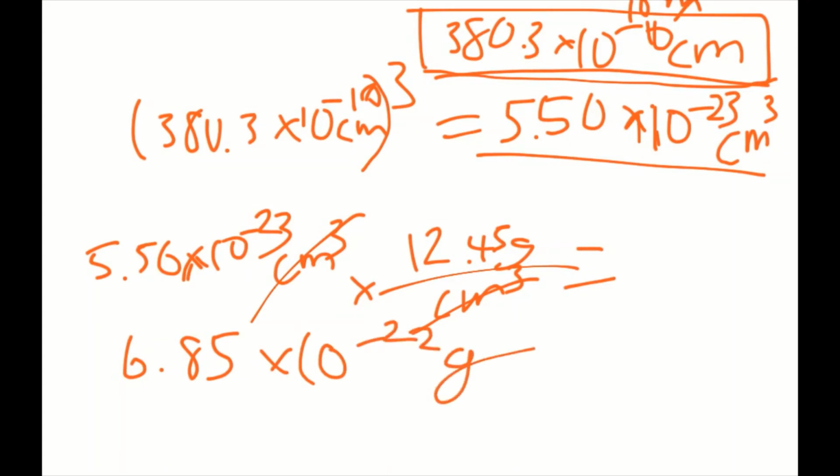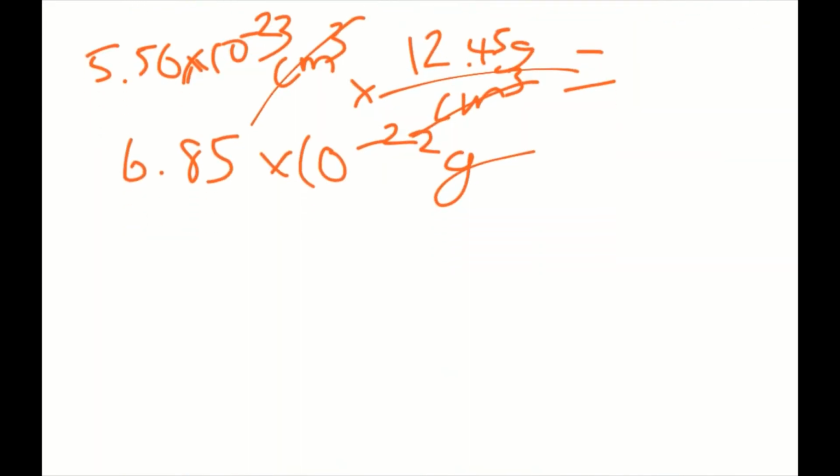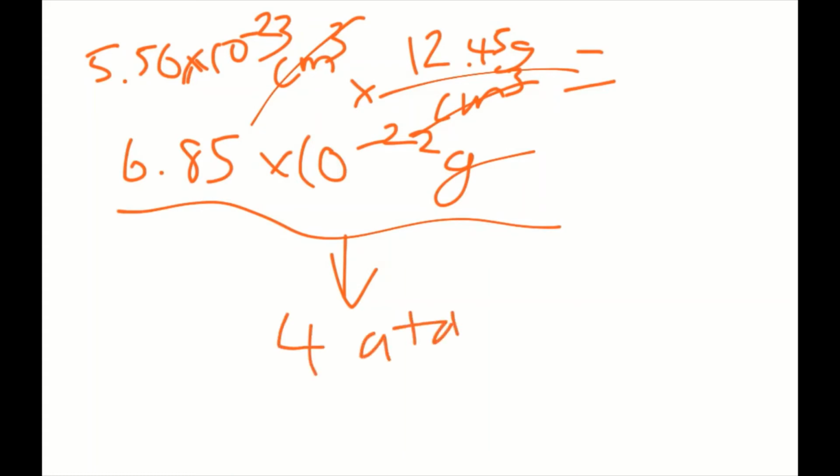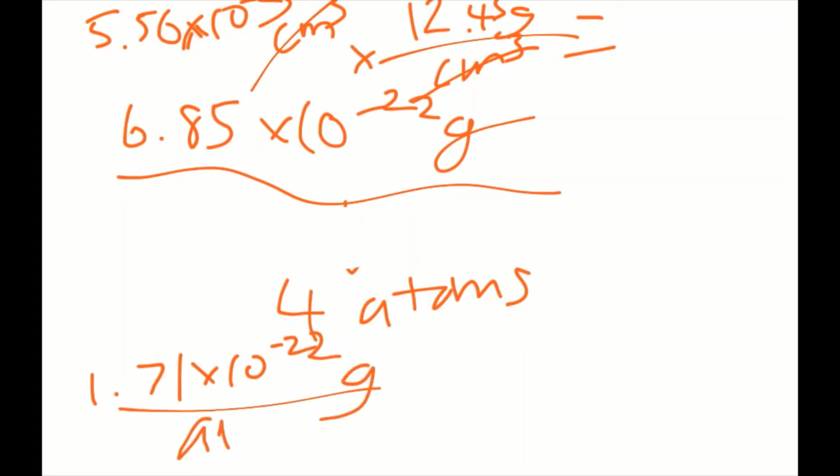Now, we also know that there are 4 atoms in this unit cell, so that means that this mass has to correspond to 4 atoms. And you know what that means, right? If we divide these two, we can find the amount of mass in one atom. So let's get right to it. This number divided by 4 will give us 1.71 times 10 to the negative 22 grams per atom of this mysterious metal M.